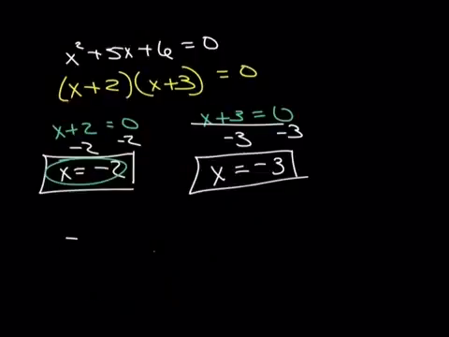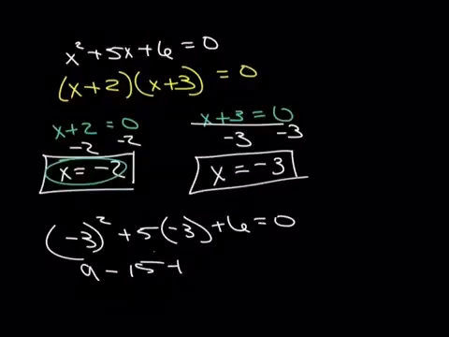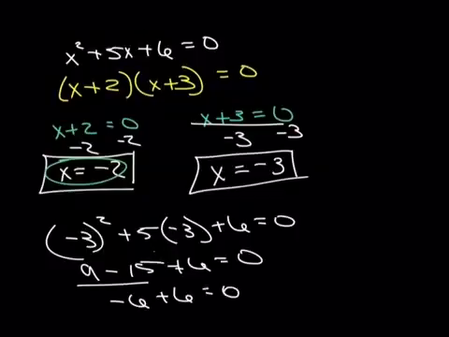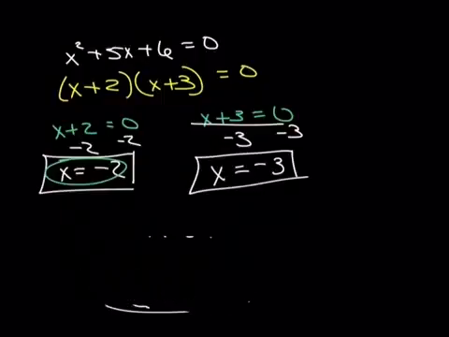All right, let's try the negative 3 here. So wherever I see an x, I'm going to put a negative 3. So 9 minus 15 plus 6 equals 0. 9 minus 15 is negative 6. Two opposites added together give me 0, so that's a true statement too. All right, so I just proved that both of those numbers work.